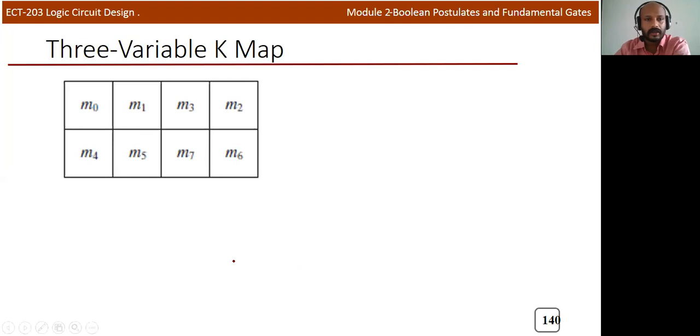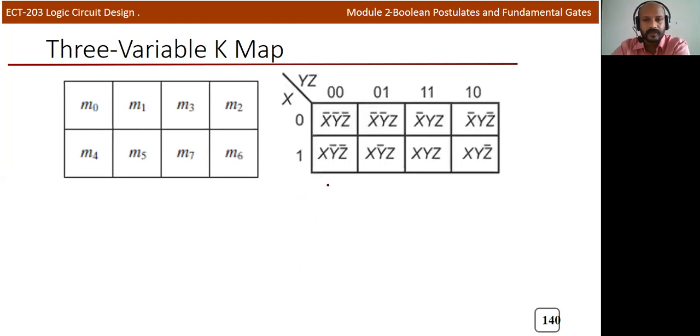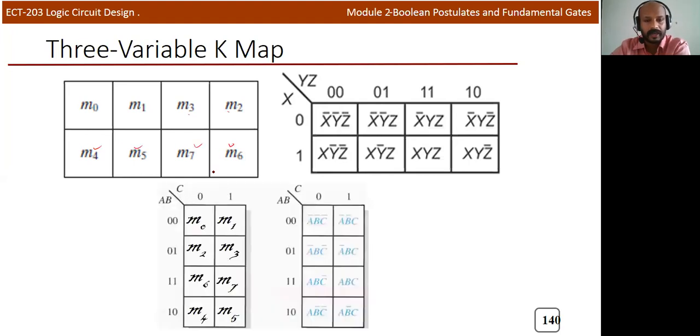Now we can consider 3 variable. I'll repeat the process. So here you can see the 3 variable K map simplification. This is one representation, M0, M1, M2, M3, M4, M5, M6, M7. In another way also you can represent the 3 variable K map. So this is another way.